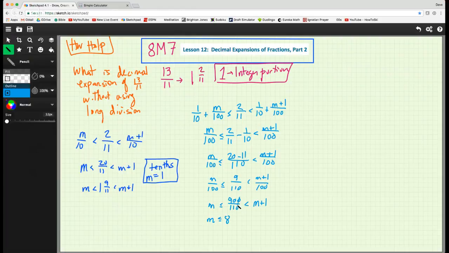Oh, we could take these ones off here. 8 and 11 into that is 2 elevenths. It's less than or equal to m plus 1. So the hundredths digit is equal to 8.